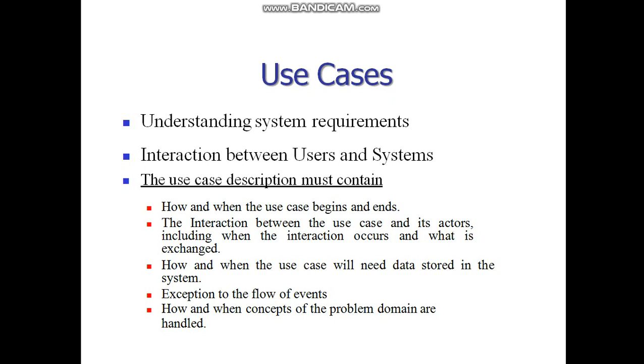The use case has some advantages. That means the use case diagram must contain the following points: how and when the use case begins and ends, the interaction between the use case and its actors, including when the interaction occurs and what is exchanged, how and when the use case needs data stored in the system, exceptions to the flow of events, and how and when concepts of the problem domain are handled. This whole description must be contained in the use case diagram.